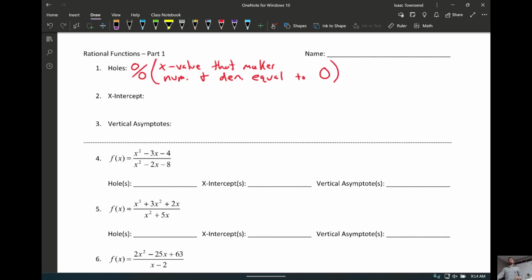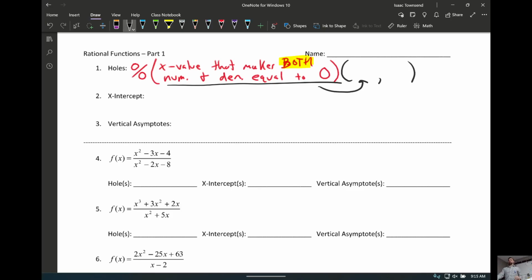If it makes both, and I'm going to actually go back and squeeze this word in, both the numerator and denominator equal to 0, that will be the x value of the hole. And then to find the y value of the hole, we'll have to do a little bit more, but we'll come back to that once we see that. So, holes are going to occur when you have 0 over 0. Any x value that makes the numerator and denominator 0 at the same time.